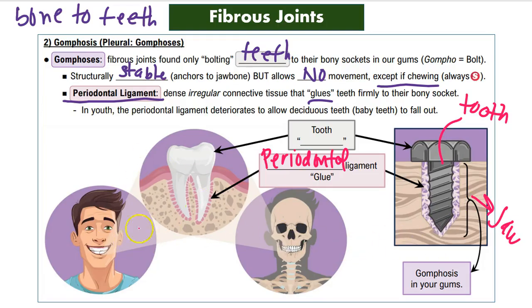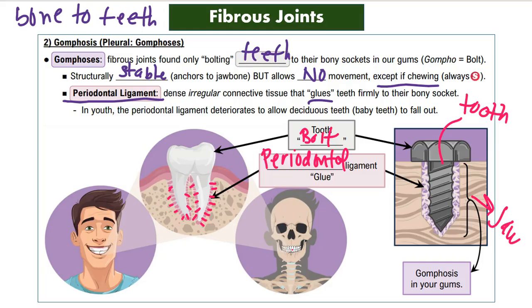Now let's apply it to an actual person's tooth. As you can see, we have our tooth, which again can be considered our bolt. Just like we see here, we have the periodontal ligament. As you can see, it's many ligaments. And this is making it easier to see that there's many ligaments coming around to help anchor that tooth. That makes sense because you don't want just one little piece. Again, this is dense, irregular connective tissue, so there's not just one single pattern, and it can be in many different areas and ways, as you can see a little bit here. And again, those ligaments are there to help glue the teeth firmly to their bony socket.